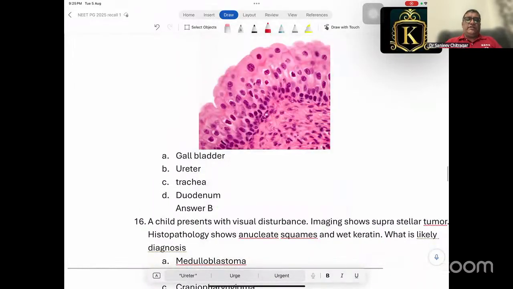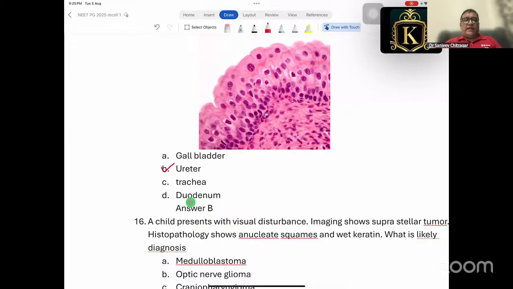This is a transitional epithelium. On the top, you are seeing umbrella cells as well, right? These are the umbrella cells on the top layer. So this was your ureter, or urinary bladder, whatever was given.